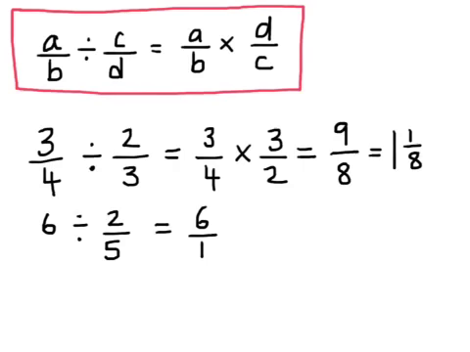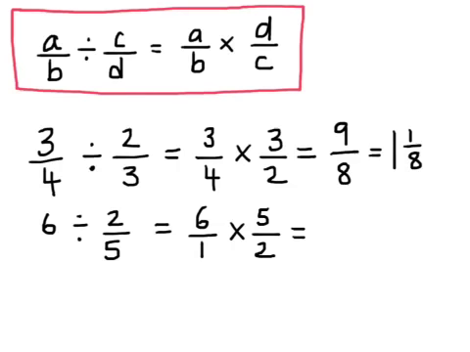Now we use the same rules. Instead of dividing, we now multiply, and we turn the second fraction upside down, or get the inverse of that fraction. So the 5 now goes to the top and the 2 goes to the bottom.